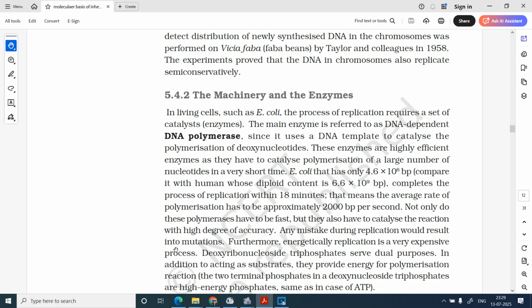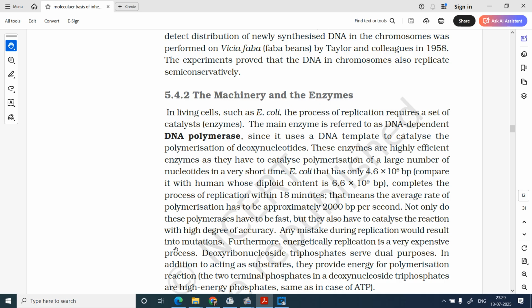E. coli has only 4.6 × 10^6 base pairs, compared with human DNA, which contains 6.6 × 10^9 base pairs, and completes the process of replication within 18 minutes. That means the average rate of polymerization has to be approximately 2000 base pairs per second. Not only do these polymerases have to be fast, but they also have to catalyze the reaction with a high degree of accuracy. Any mistake during replication would result in mutation.